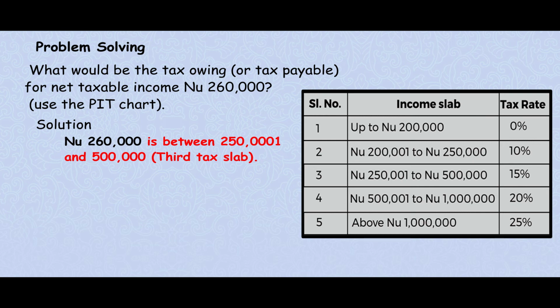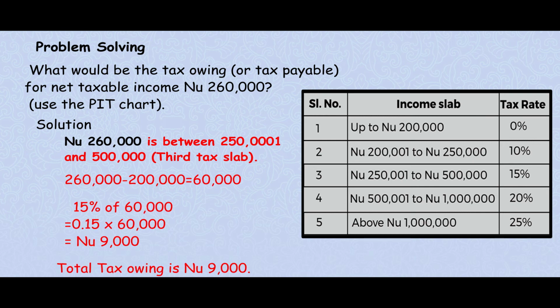You have to see where it lies in the PIT chart. In the PIT chart, this Nu 260,000 lies between 250,001 to 500,000. That is in the third tax slab. Since you know that net taxable income up to 200,000 is exempted from tax, that amount you can subtract from your net taxable income. So 260,000 minus 200,000 is equal to 60,000.